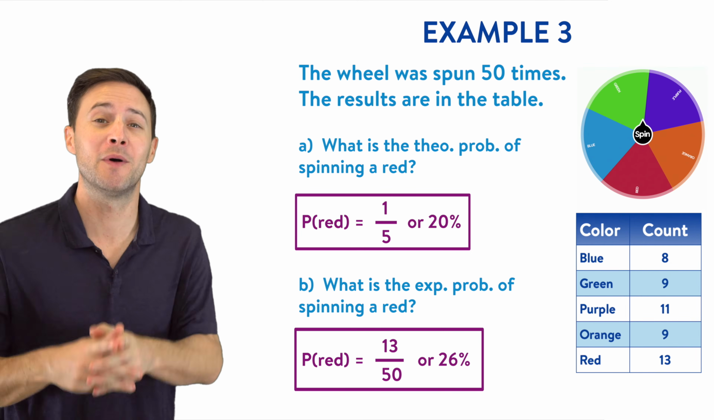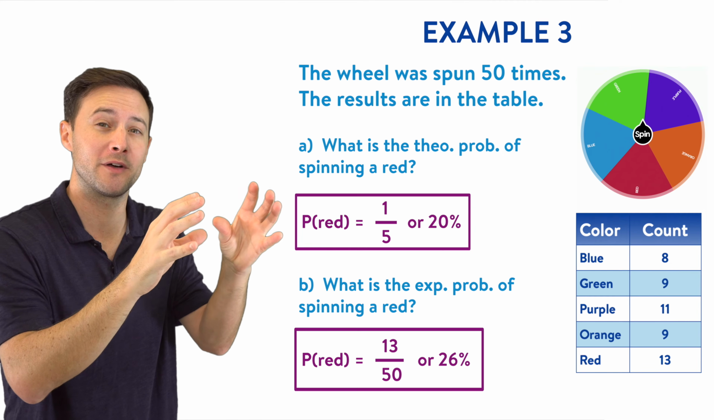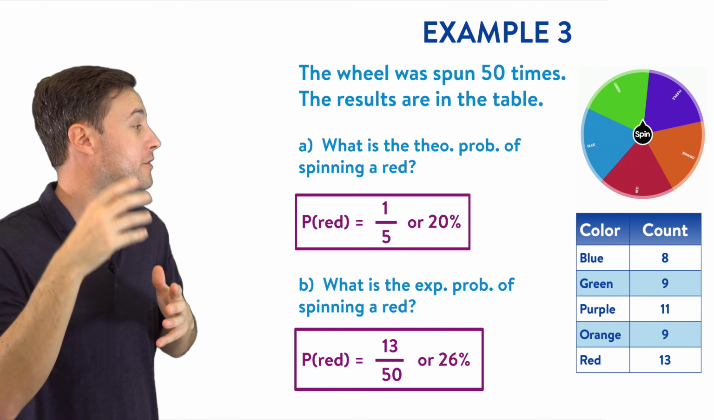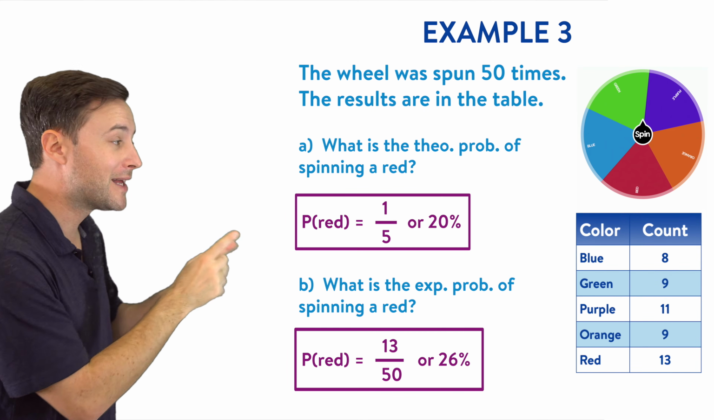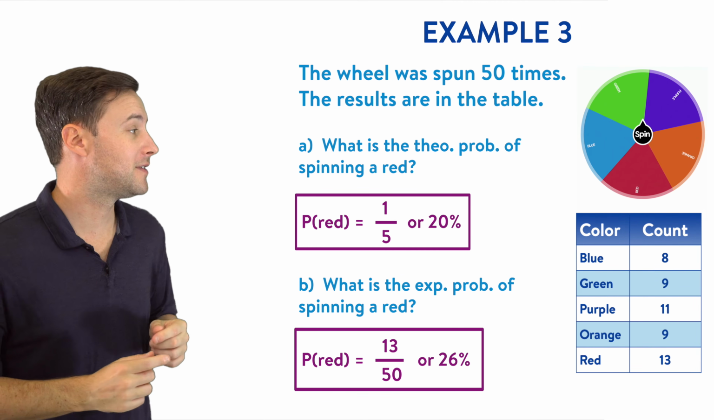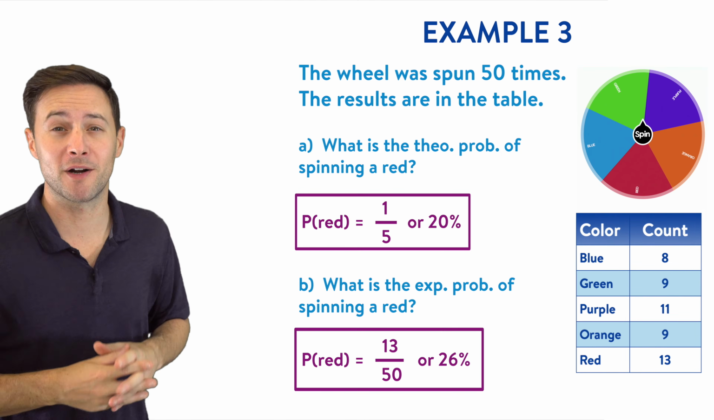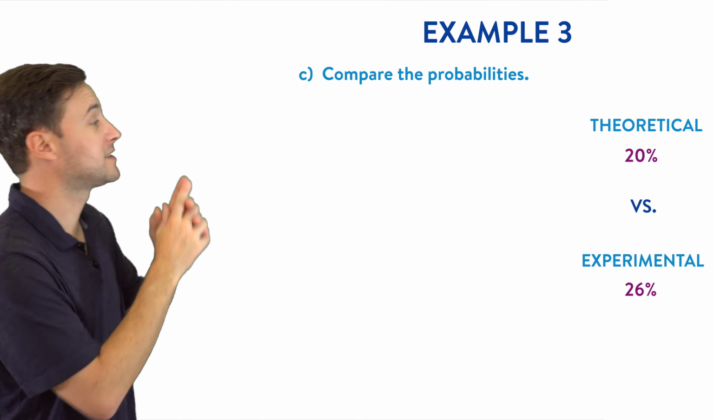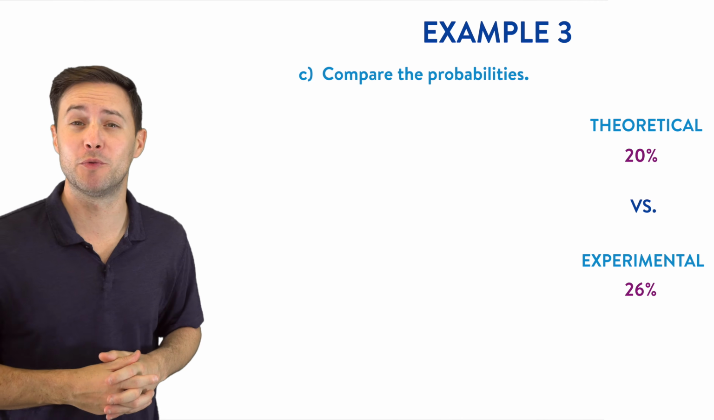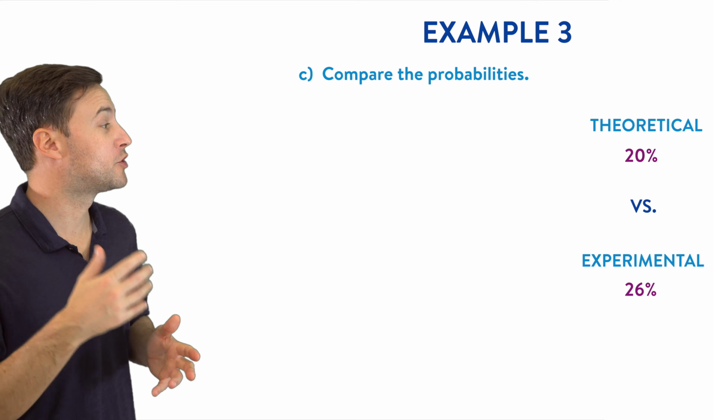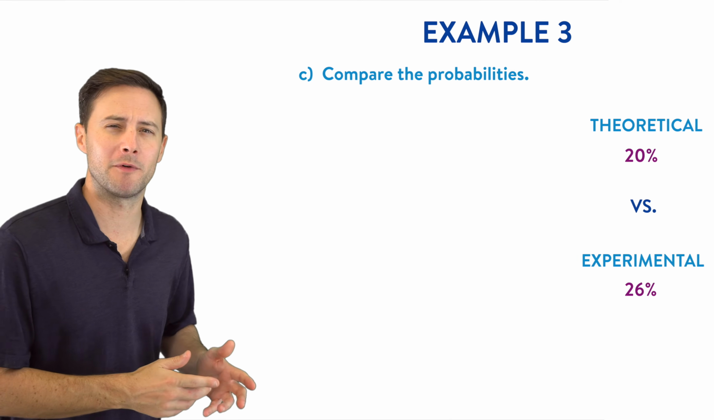All right, so now we've got our theoretical probability of spinning a red, which is 1/5 or 20%. Experimental, though, is 13/50 or 26%. So they're slightly different. Let's move on to part C. Part C says compare the two probabilities. The experimental probability was greater than the theoretical probability.